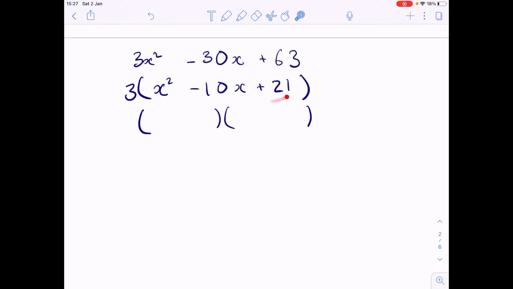Now, as the 21 is positive, I know the signs are going to be the same in the brackets. 3 will be on the outside because it's on the outside over here. And as the middle term is negative, both signs will have to be negative. So I can already half answer the question before I've really thought about it. I'm looking for 2 numbers which multiply to 21 and sum to minus 10. That's going to be 7 and 3.